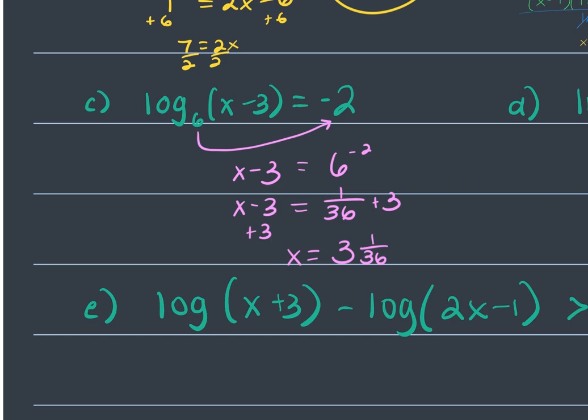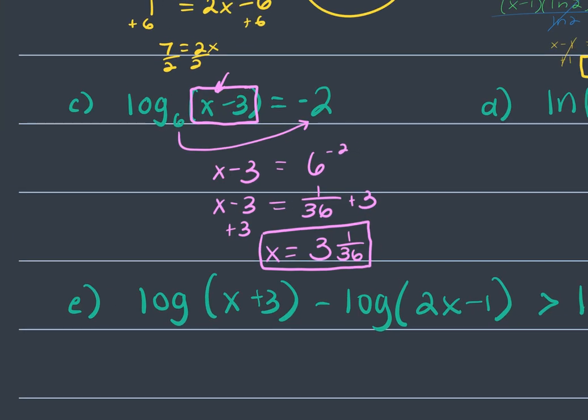And what do we have to do with this one? Check it. So when I plug it back in here, I'm basically checking anything that's next to a log that has a variable. And I need it to remain bigger than 0. So you could check it from the beginning and just say, okay, my answer has to be greater than 3. Or I could plug it back in here and say 3 and 1 over 36 minus 3 stays positive. So I get to keep it. If you'd rather go into it checking every log before you start what the restriction would be, you could do that as well.